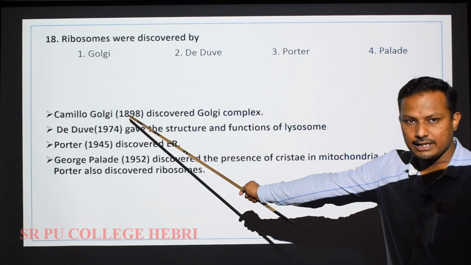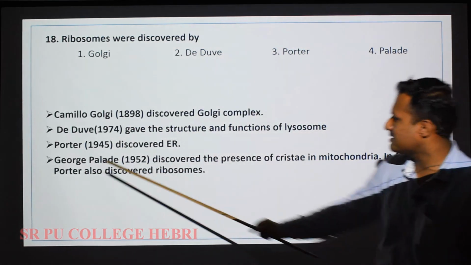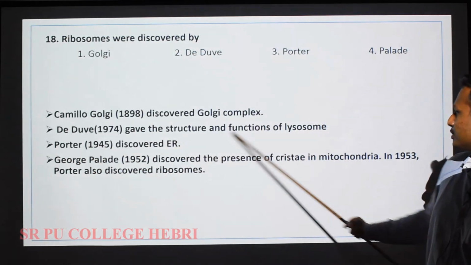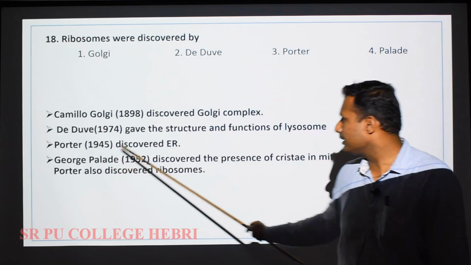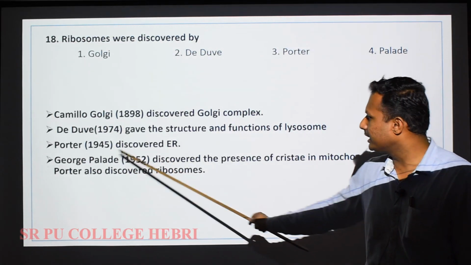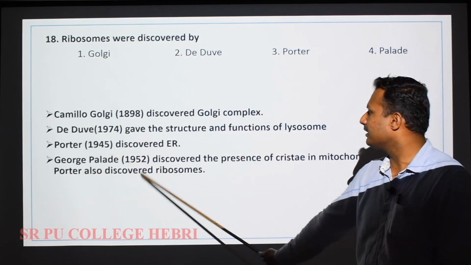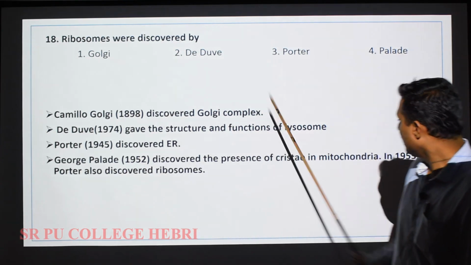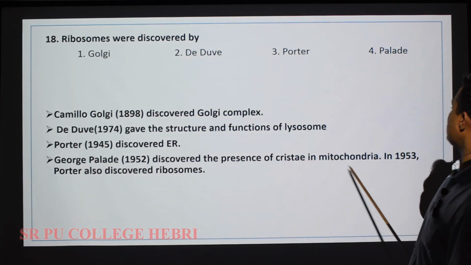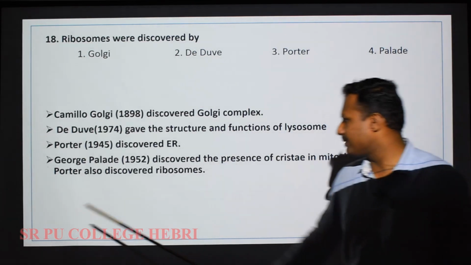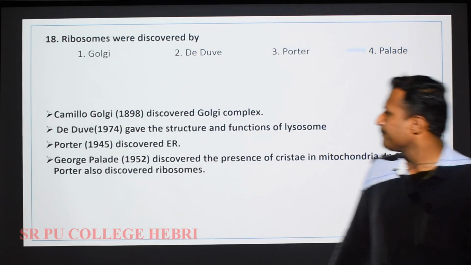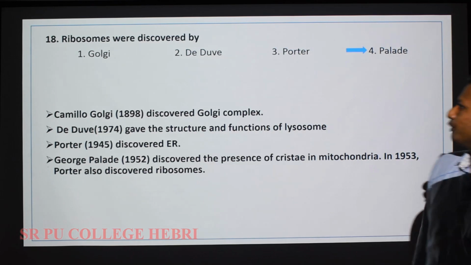Camillo Golgi in the year 1898 discovered the Golgi complex. De Duve gave the structure and function of the lysosome. Porter discovered the endoplasmic reticulum in the year 1945. George Palade, in 1952, discovered the presence of cristae in mitochondria, and in the year 1953, the same person discovered ribosomes. So the answer is the fourth one.